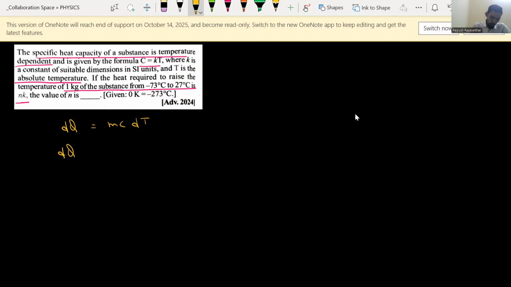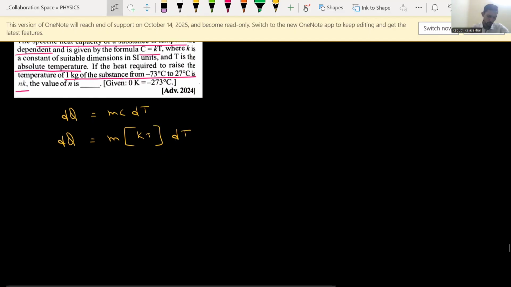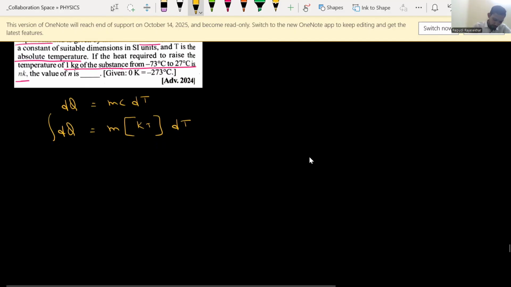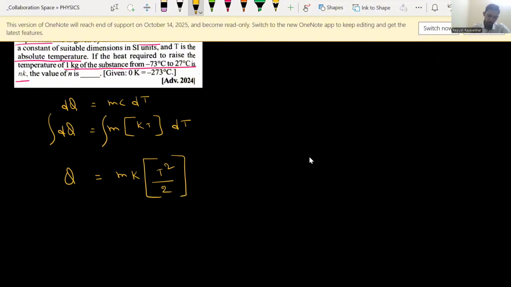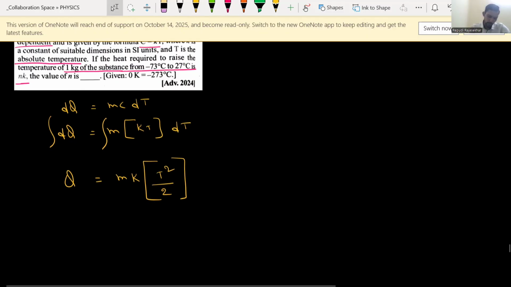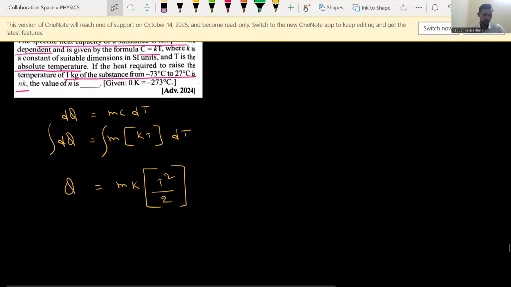So dq equals to m into C. C value is a variable, so substitute here C equals Kt. So dq equals m Kt dt. Now integrate both sides. Integration of dq is nothing but q, which equals m, a constant, and k, a constant, times integration of t dt, which is t square by 2. The limits we have to take are from minus 73 degrees centigrade to 27 degrees centigrade.